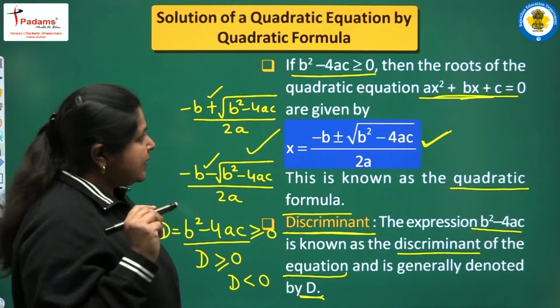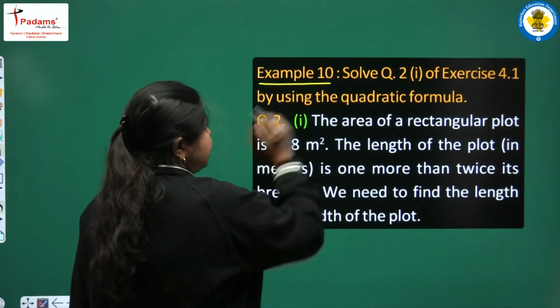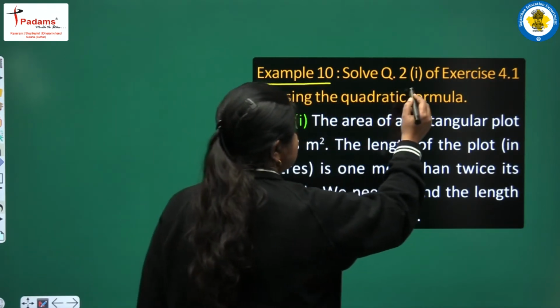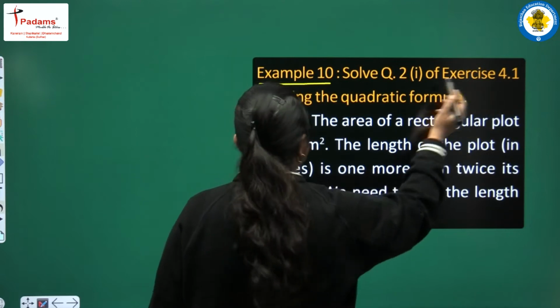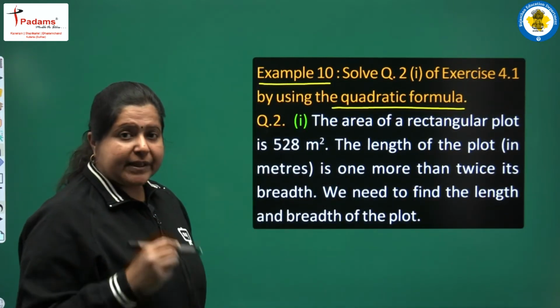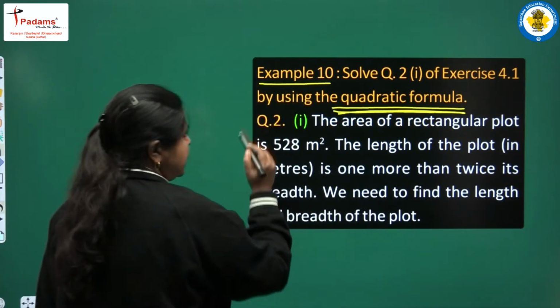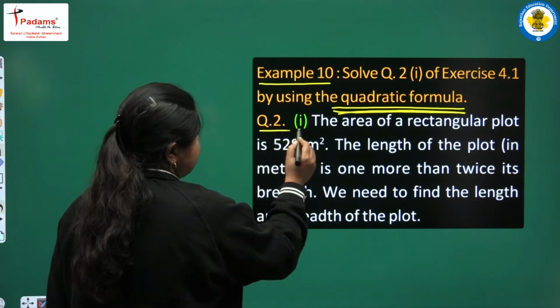नाउ व्हाट एल्स? We will be taking this example here. This is example 10 from your book. Solve question 2, part 1 of exercise 4.1 by using the quadratic formula. So this we have already done, but today we will be doing it by using the quadratic formula. This is the first part of question 2.